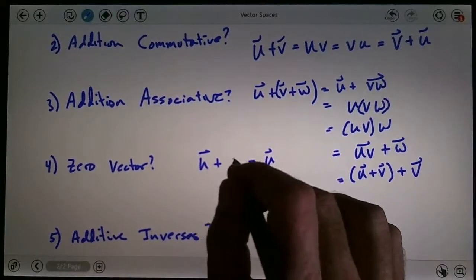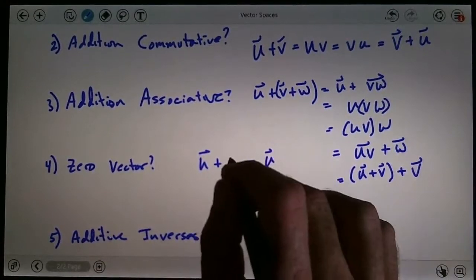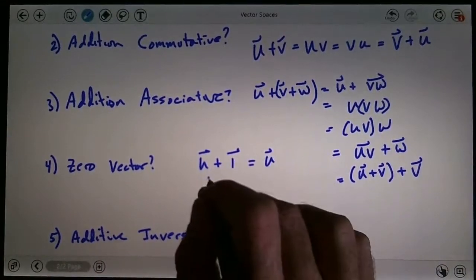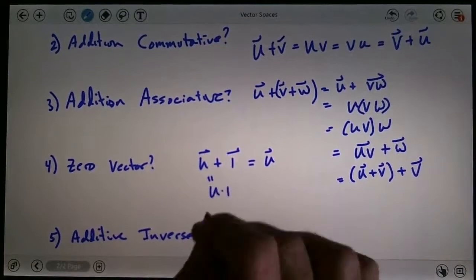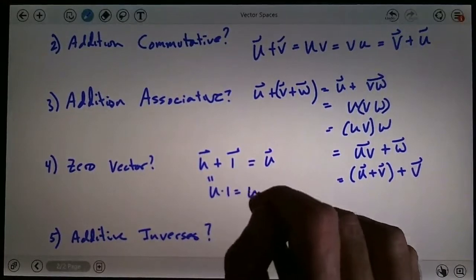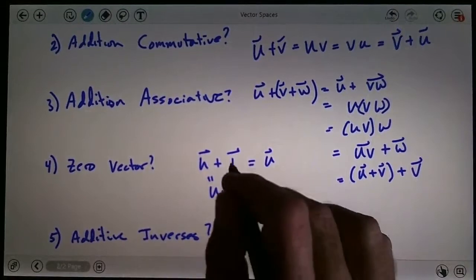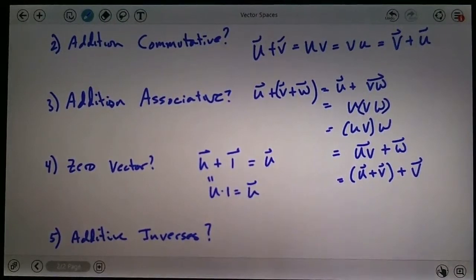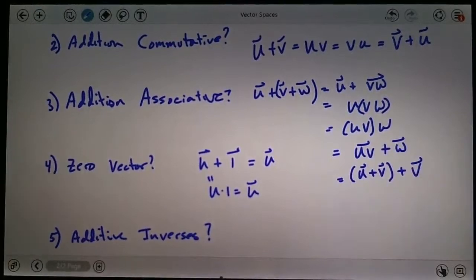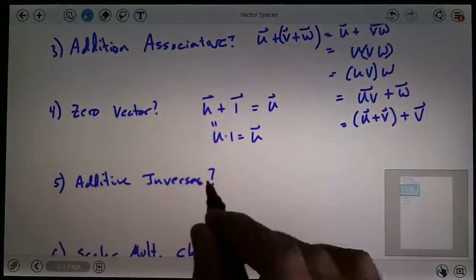And the thing is, if you take 1 as a vector, this would equal u times 1, which is just u. So 1 is the 0 in this vector space. 1 is the additive identity, because by adding, put that in quotes, adding, I'm actually multiplying. Are there additive inverses?